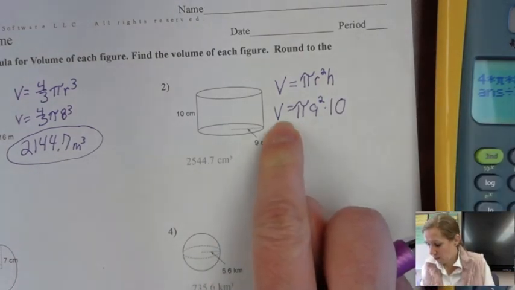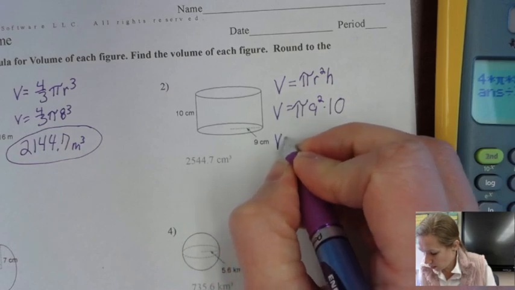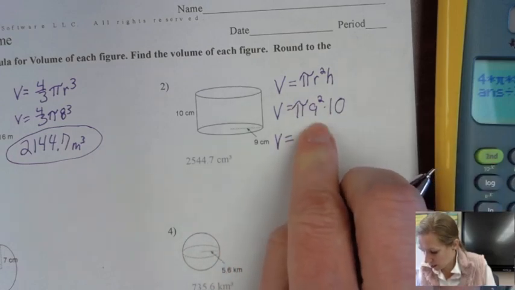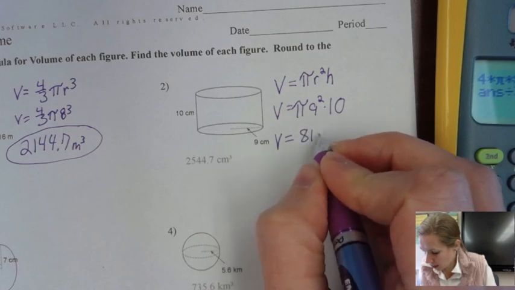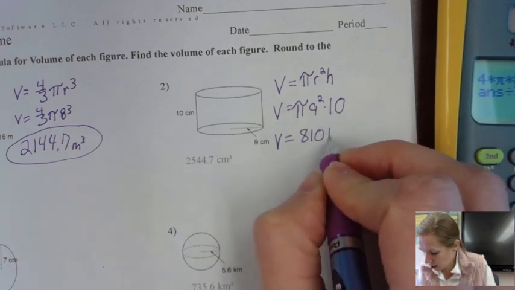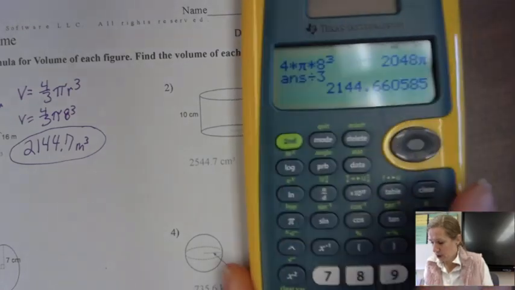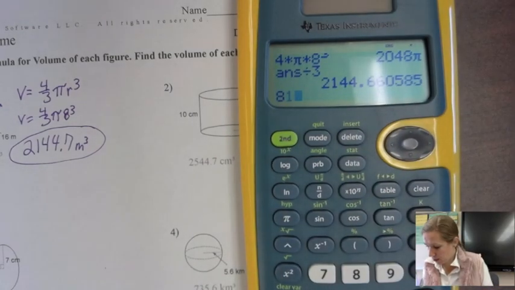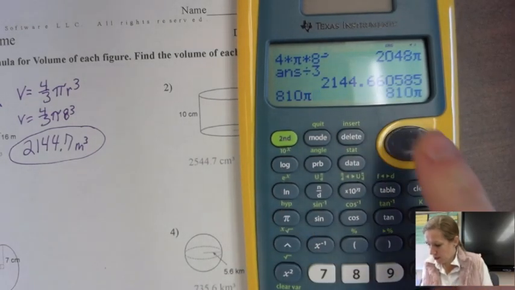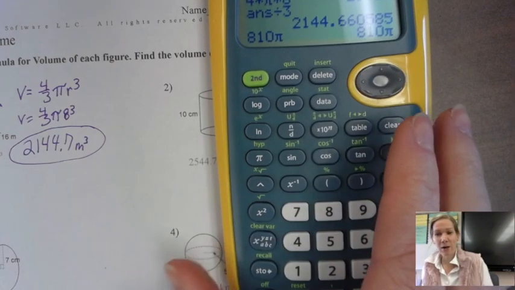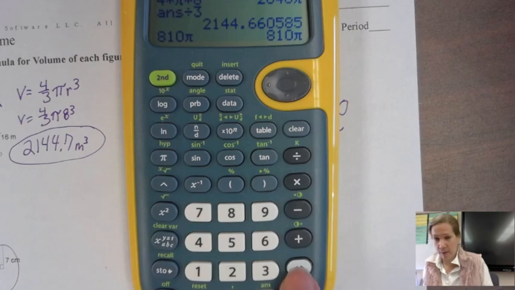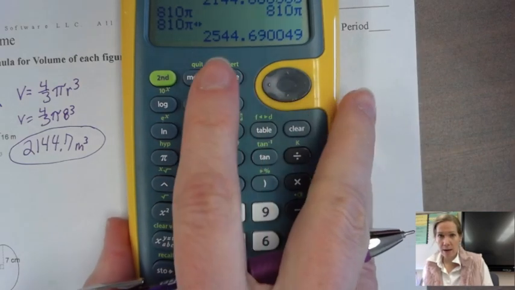Now you can type that right into your calculator, or if you know that 9 squared is 81 and can multiply that by 10, you'll know that you'll get 810 pi. When I type that into my calculator, you'll notice, oh, it just gave us 810 pi, because it didn't know that you wanted to approximate it into a decimal. So I'm going to hit the change button and get my decimal.